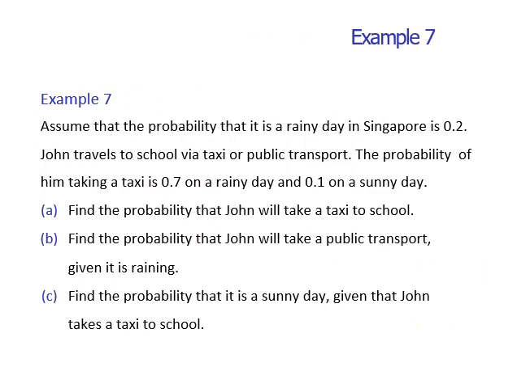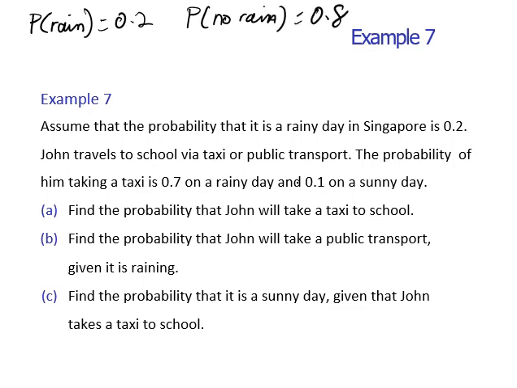Okay, so let's look at this example. Assuming that the probability of a raining day in Singapore is 0.2. So let's write out the probability of rain is 0.2, which means that the probability of no rain or sunshine is 0.8. Correct?